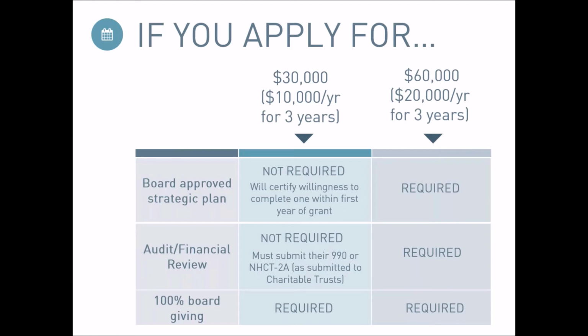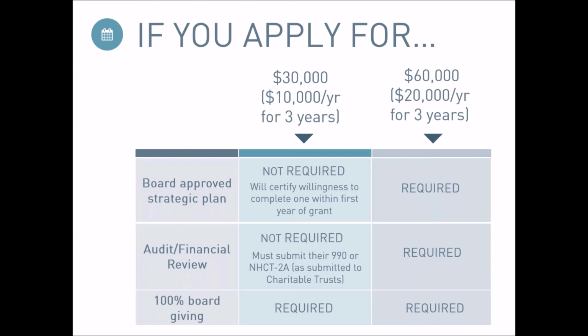Likewise, organizations that do not have a board-approved strategic plan in place at the time of application are now eligible to apply for unrestricted support. These organizations who apply and are awarded a multi-year grant must certify willingness to complete a strategic plan within the first year of the grant, and they too will be eligible to apply for a $30,000 multi-year grant or $10,000 a year for 3 years.